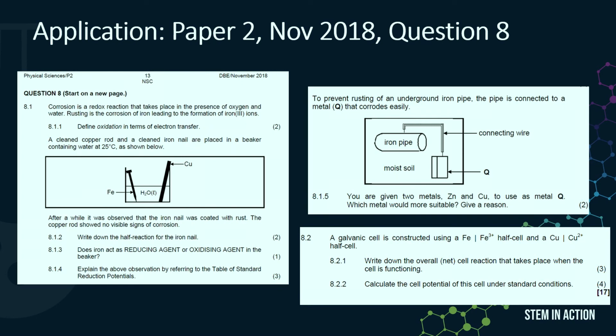We now have a galvanic cell, constructed using iron to iron 3 plus in a half cell and copper to copper 2 plus in a half cell. We're now looking at the notation section of our presentation. 8.2.1, we need to look at the overall reaction, or the net cell reaction, for this galvanic cell.